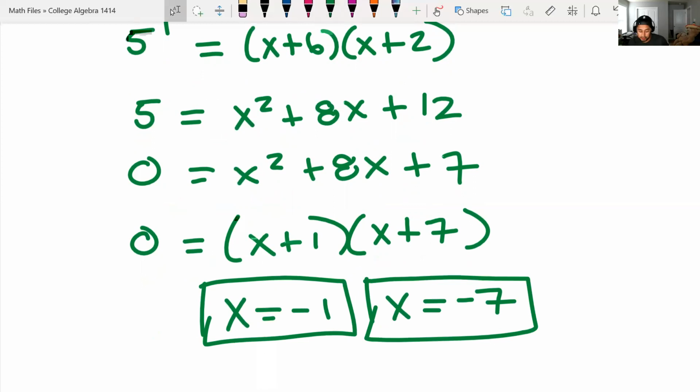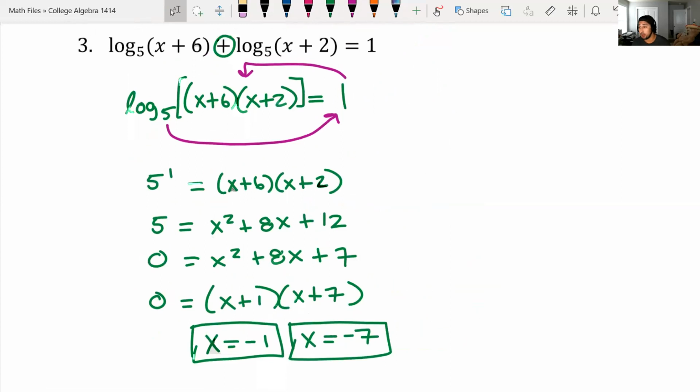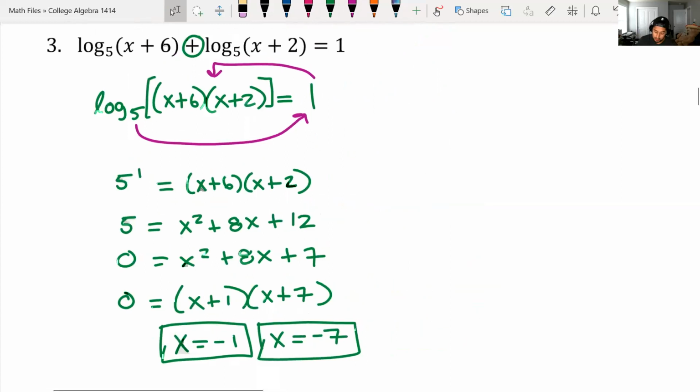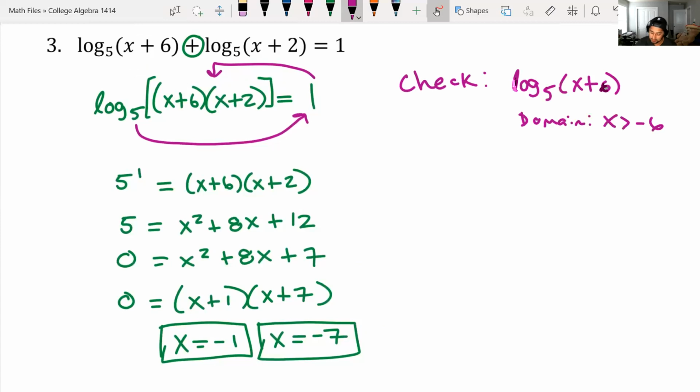Now, of course, we must check our work. So what is the domain of both of these log functions? For the first log, check your work. The domain of the first log, log base 5 of x plus 6, is anything greater than negative 6.